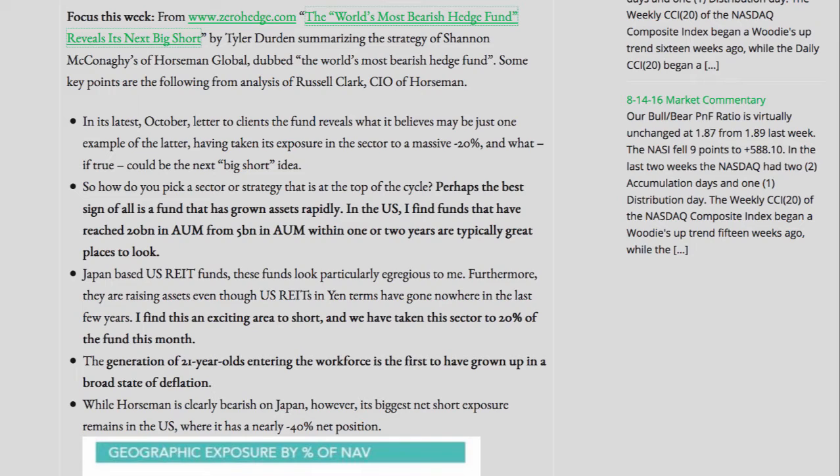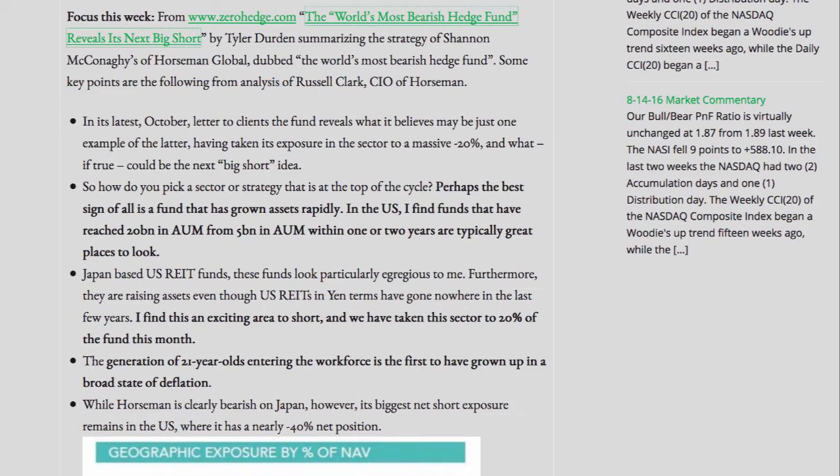So, how do you pick a sector or strategy that is at the top of the cycle? Perhaps the best sign of all is a fund that has grown assets rapidly. In the US, I find funds that have reached 20 billion in AUM from 5 billion in AUM within 1 or 2 years are typically great places to look. Japan-based US REIT funds, these funds look particularly egregious to me. Furthermore, they are raising assets even though US REITs in yen terms have gone nowhere in the last few years. I find this an exciting area to short, and we have taken this sector to 20% of the fund this month.